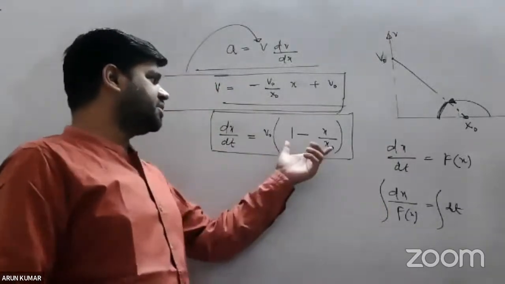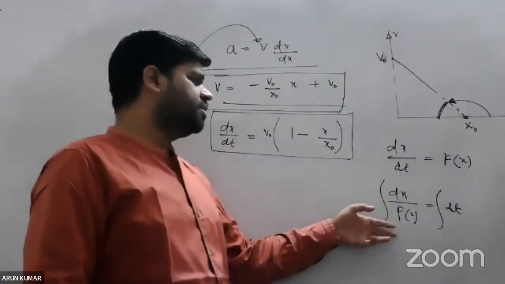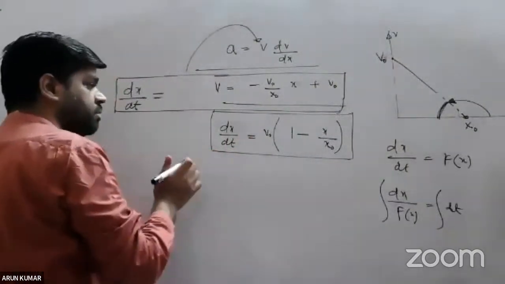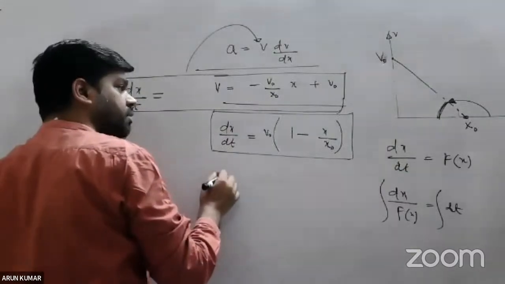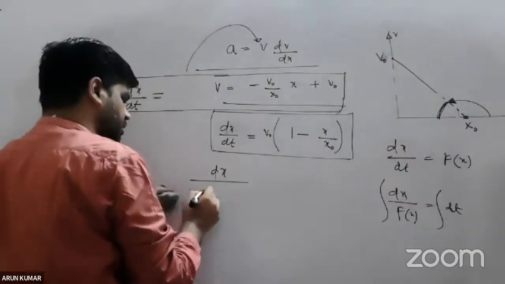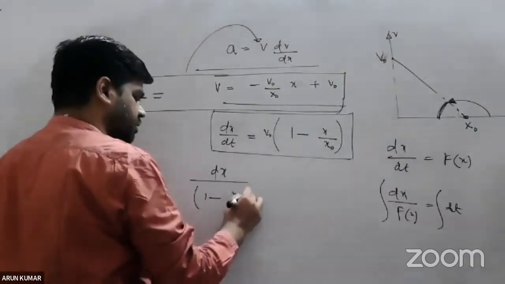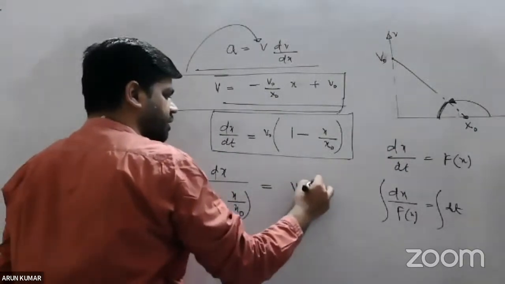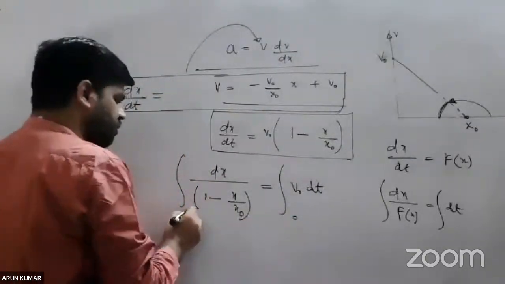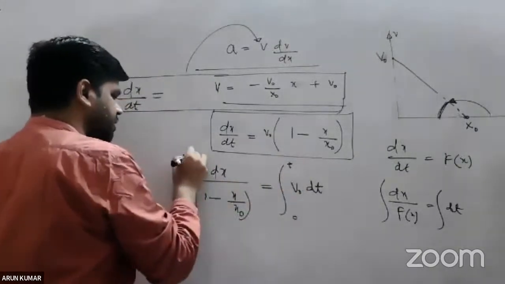Right? This is what I'm going to do here. I'll take this function on the left hand side. I'll write dx by f of x and integrate it from certain limits. So I've got dx by 1 minus x by x naught is equal to v naught dt. I integrate. At t equal to 0, my position is 0. At t equal to t, my position is x.